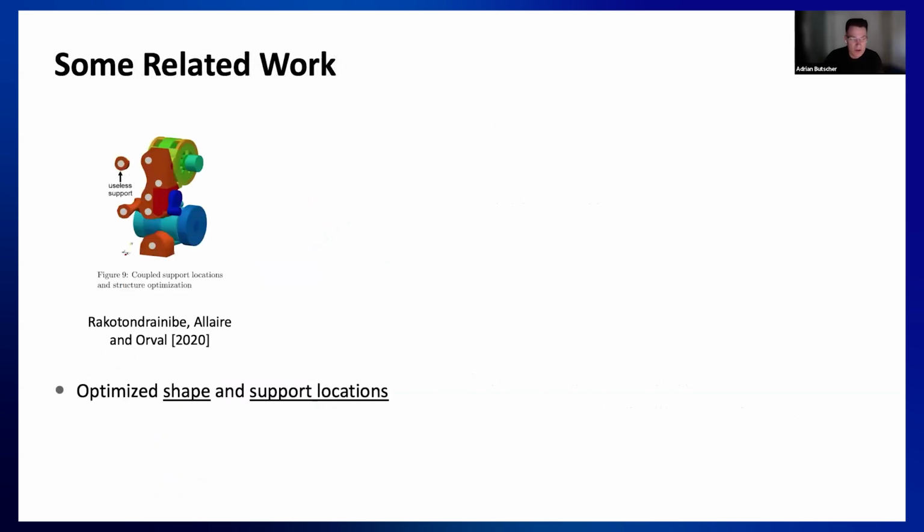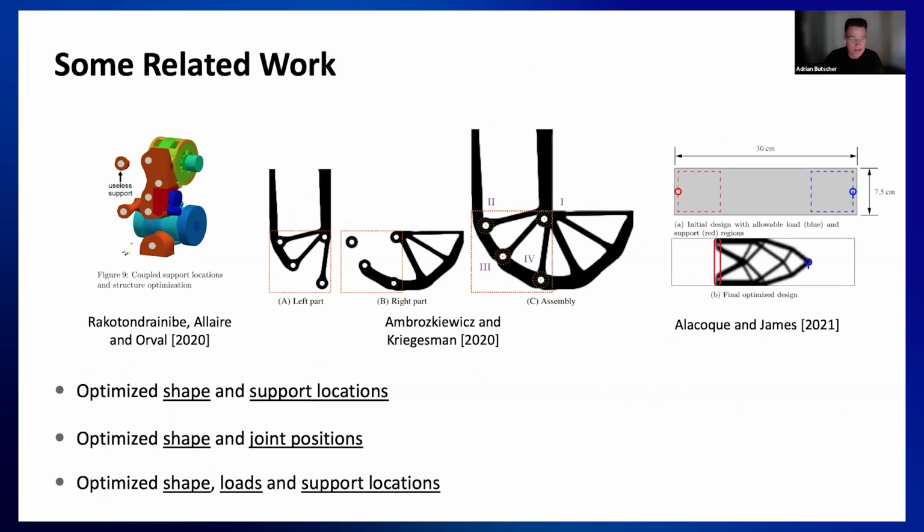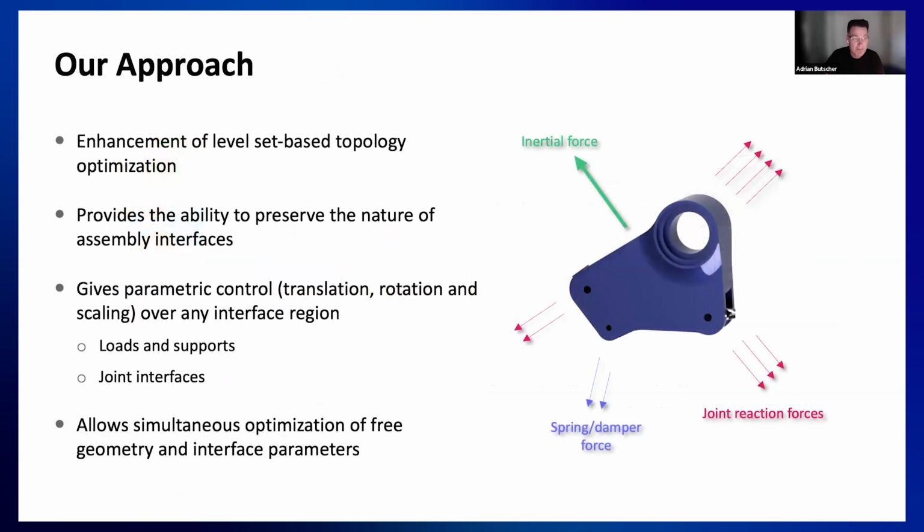So I'll just bring this slide up in its entirety here. There has been related work for sure in the past 5 years looking at the joint optimization of shape and support locations and joint positions and so on. In the interest of time, I won't go into the details of these related works. You'll find a complete description of that in our paper. But let me move straight to our approach.